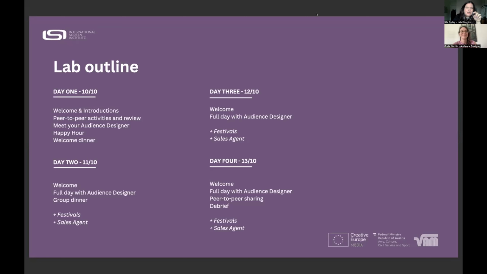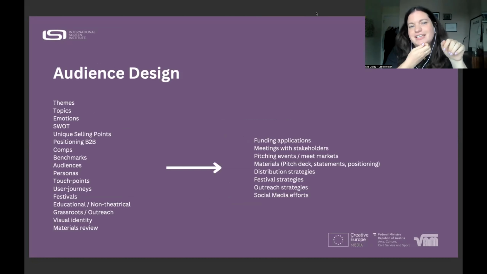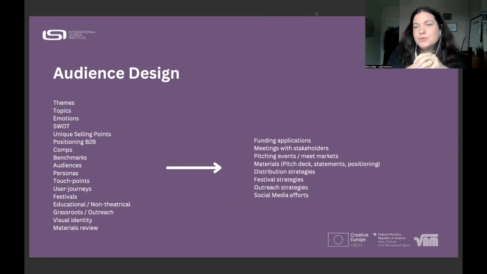But I do want to show you the different things that are covered in the audience design methodology and the sessions that you'll have. The list on the left is tools or discussions or explorations that we do based on your project. I'll give you a couple of minutes to read all that. But it's important to note that we might not actually get through all of it. It doesn't seem like a lot, but this takes hours.